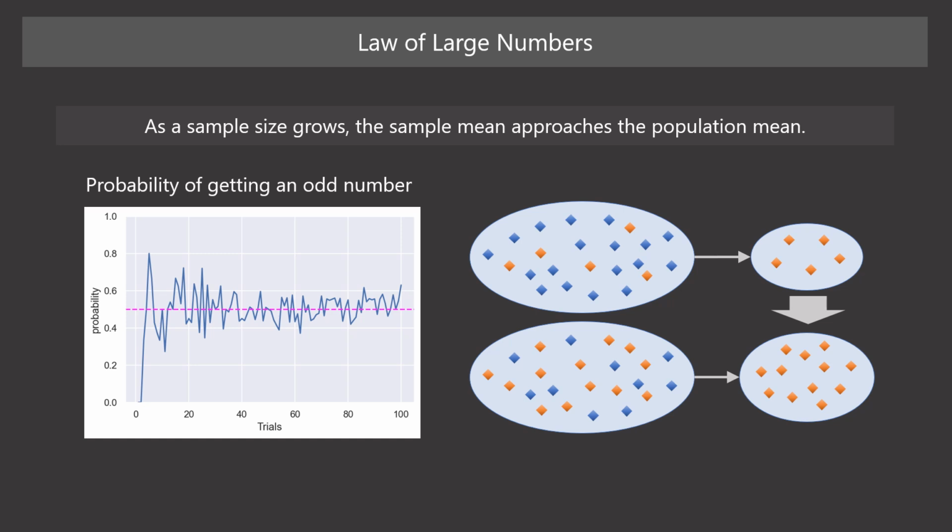In the dice throwing experiment, on average, the probability of getting an odd number is 0.5. In this experiment, the number of trials, that is, the number of throws, is the sample size. This line plot is the simulation result that shows the probability of getting an odd number for each number of trials. As shown in this plot, as the number of trials increases, the probability approaches 0.5. That is, the sample mean approaches the population mean.